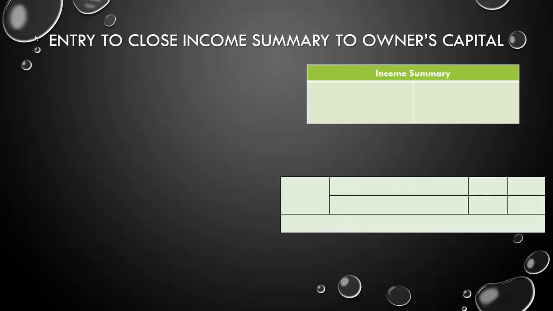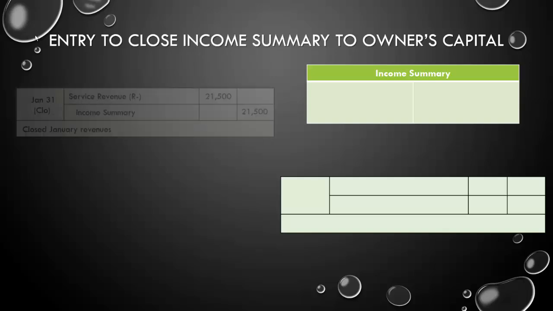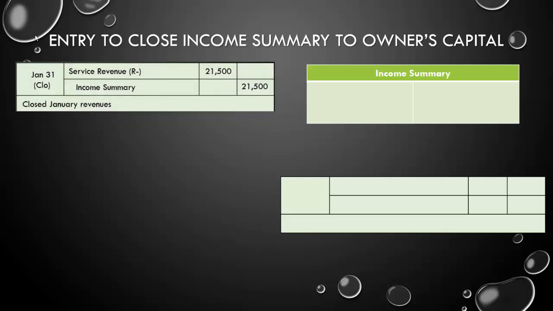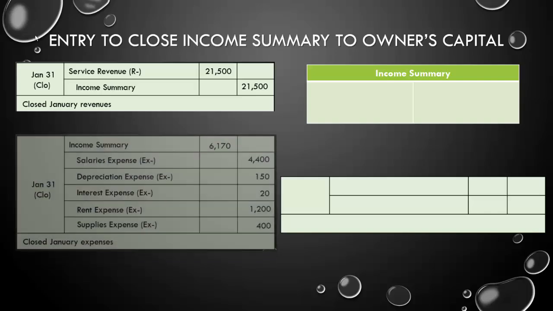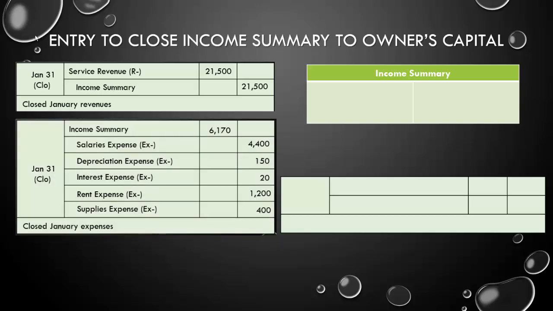We've closed our revenues, we've closed our expenses. We don't need this income summary account anymore, so we can close our income summary account to owner's capital. What's happened so far? What does the T look like to our income summary account? Well, in the first closing entry, we credited income summary for $21,500. In our second closing entry, the one that closed expenses, we debited it for $6,170. So let's throw those two numbers into our T account for income summary.